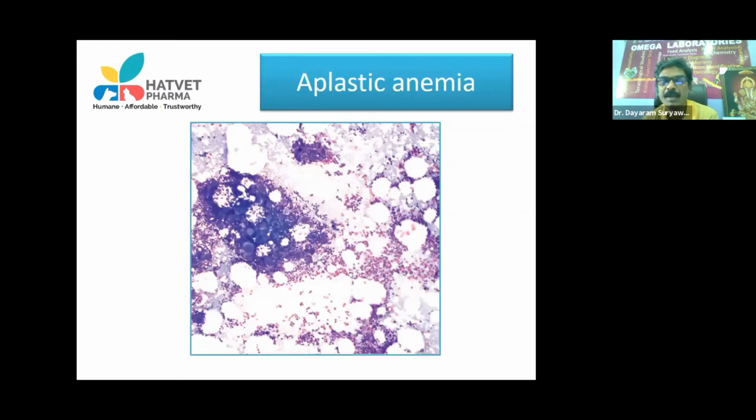Aplastic anemia may occur because of many factors. One of the factors may be the extensive use of antibiotics for a longer period, then exposure to radiation, and some chemicals may also lead to aplastic anemia. The cytological examination of aplastic anemia is characterized by the presence of more fatty droplets and more edematous fluid in the bone marrow smears.